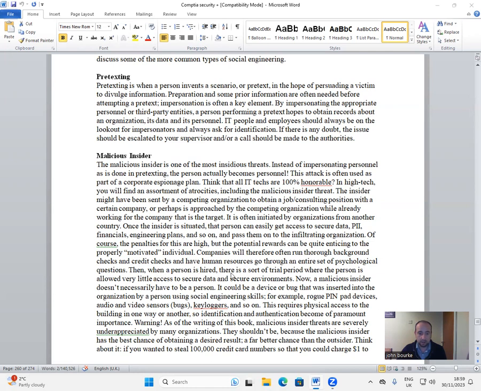Then when a person is hired, there's a sort of trial period where the person is allowed very little access to secure data and secure environments. Now, a malicious insider doesn't necessarily have to be a person.